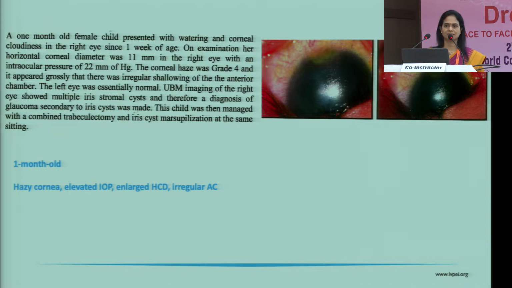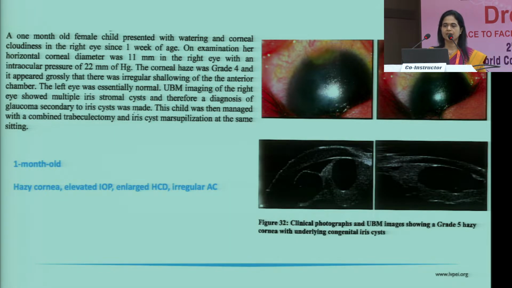A couple of examples that I will show. A 1-month-old child presenting with hazy cornea, elevated IOP, enlarged corneal diameter, irregular anterior chamber depth. If we partly see it and we know that there is some irregularity in the anterior chamber depth, we do not know what the condition is. UBM clearly shows that there are iridocorneal adhesions, there are multiple pockets, and most likely this is something that you're dealing with, a congenital iris cyst.